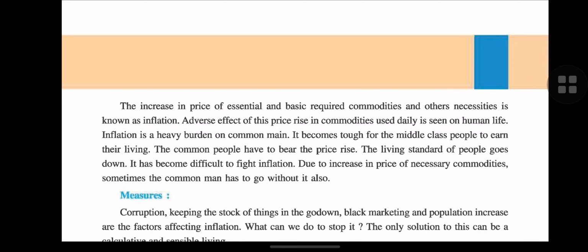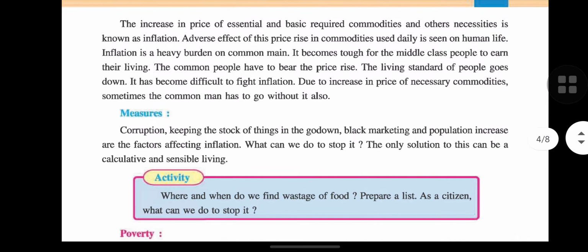The required amount of protein and whatever minerals and vitamins are needed can then not come into our body. It has become difficult to fight inflation due to the increase in price of necessary commodities. Commodities means things or products. Sometimes the common man has to go without it also.